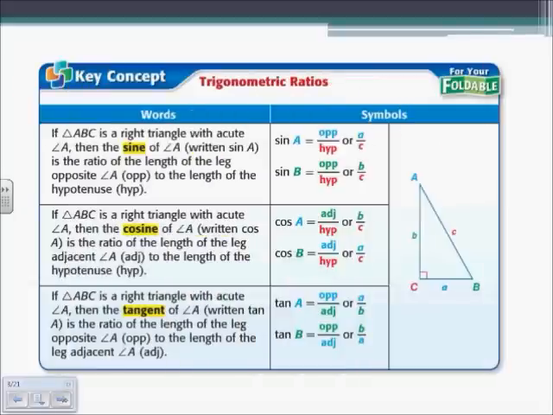Alright, some formal definitions from the book. Pretty self-explanatory and the same as we just talked about.